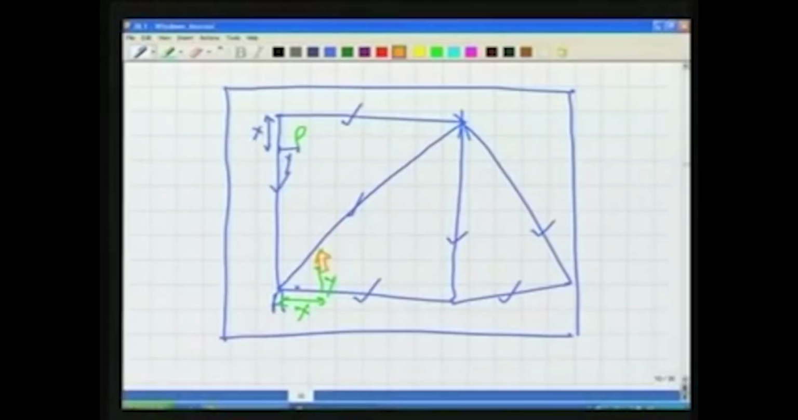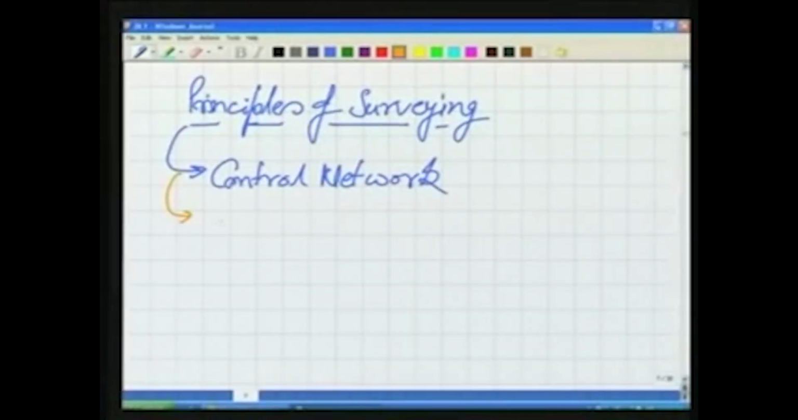Now, some principles which we must follow and we must keep in our mind always. One principle that we say is working from whole to part. This is a very important principle, working from whole to part. What is the meaning of this?